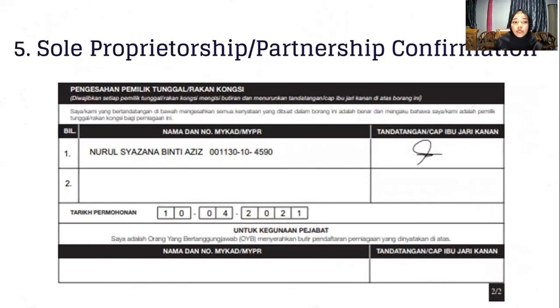So we proceed to the last section, which is the sole proprietor or partnership confirmation. Our member Nurul Syazana is the person who fulfilled the form, so we have her do the confirmation. Nurul Syazana is the one member who signs the form. This is to apply to register our company with the SSM.